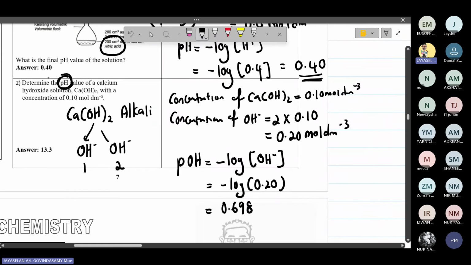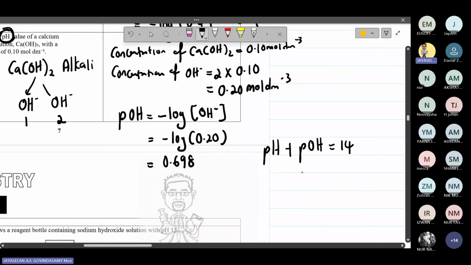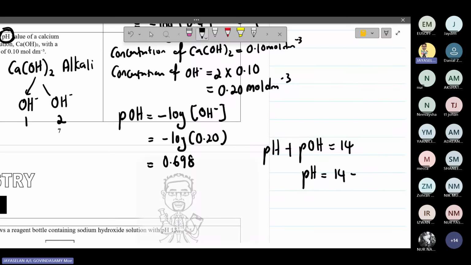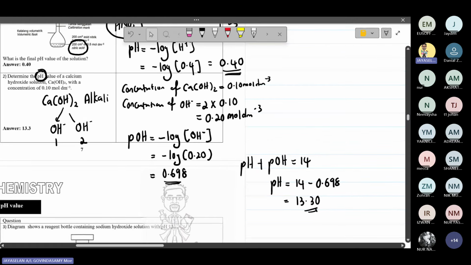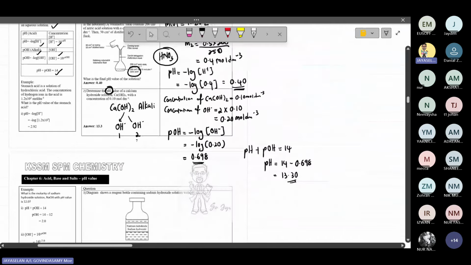Okay, they want pH. So how to find the pH? pH plus pOH equals 14. Ini kena ingat. So they want you to find pH, right? So 14 minus pOH. Berapa pOH kamu? 0.698. So 14 minus 0.698, you will get 13.30. That's the answer. Any question? No question. Okay, do this as homework, before your revision. Nanti buat lah.